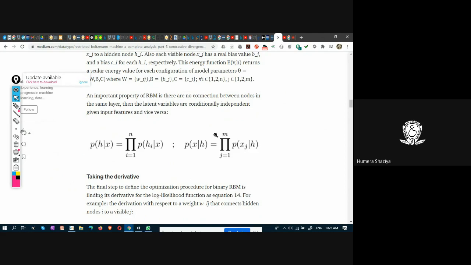And here, please recall that there is no intra-node connection within a layer. There are only internode connections between the layers, but not within the layers. That is a primary property of RBM. And latent variables are conditionally independent given input features and vice versa. Latent variables, those that occur in the hidden layers, are independent given input features.